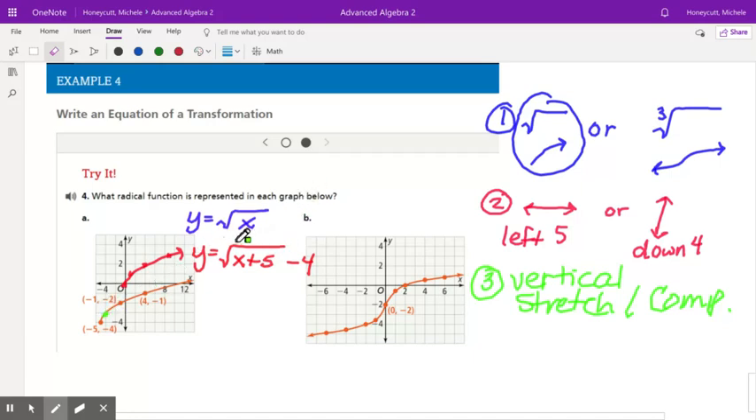So it looks like my equation is going to be y equals the square root of x plus 5, and then minus 4. Then if you want to double check, I would graph the equation that I came up with in Desmos and then see if it matches the one that's on the paper.